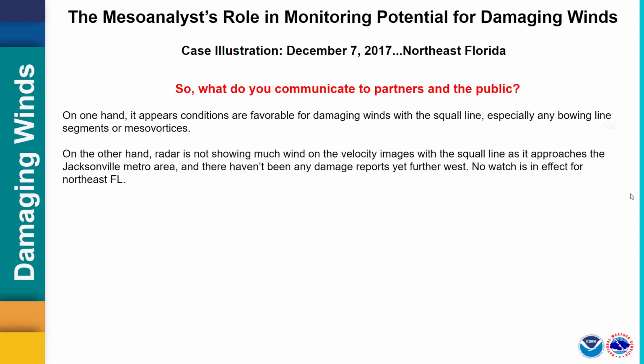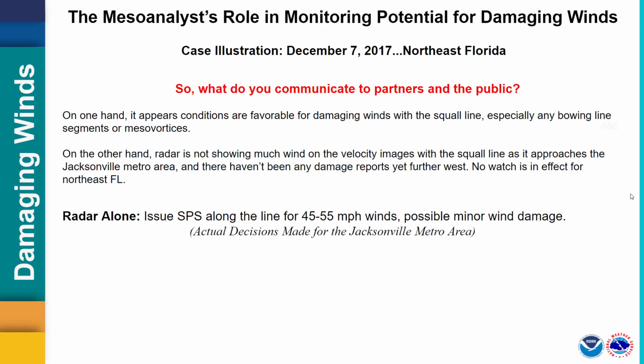On one hand, it appears conditions are favorable for damaging winds with the squall line, especially any bowing line segments or mesovortices. On the other hand, radar is not showing much wind on the velocity images with the squall line as it approaches the Jacksonville metro area, and there haven't been any damage reports yet further west. No watch is in effect for Northeast Florida.